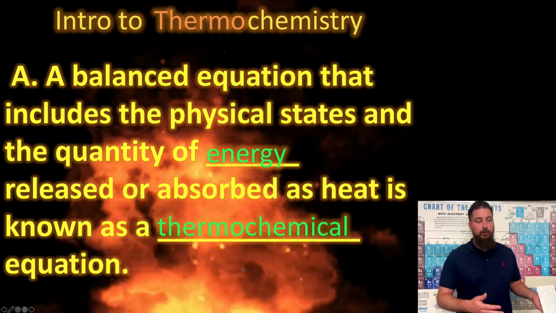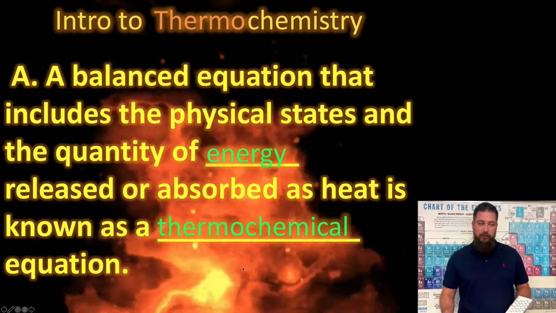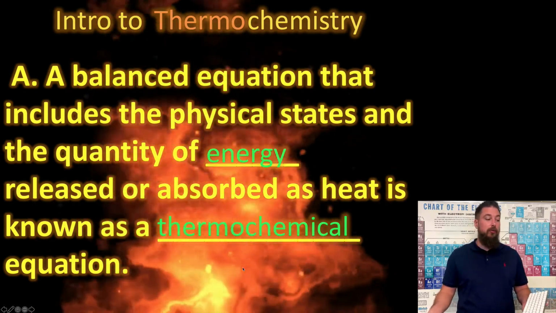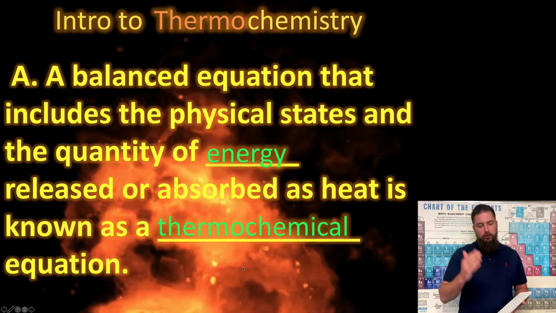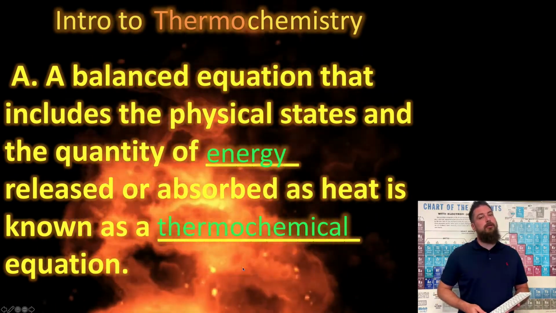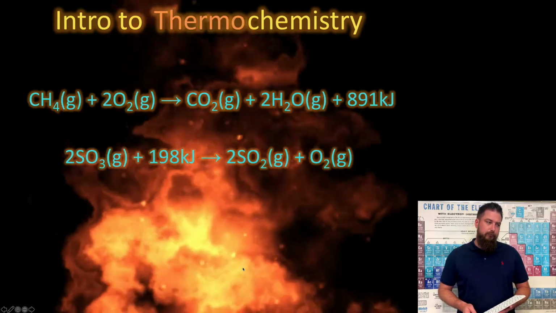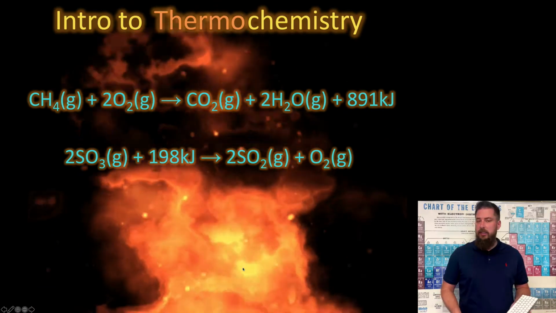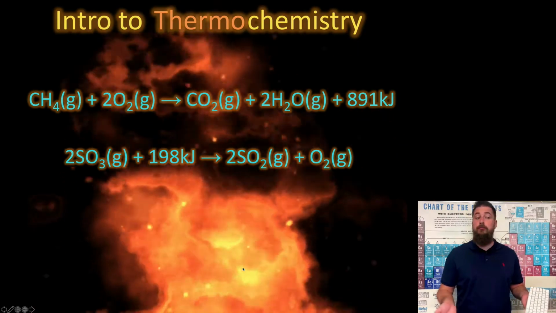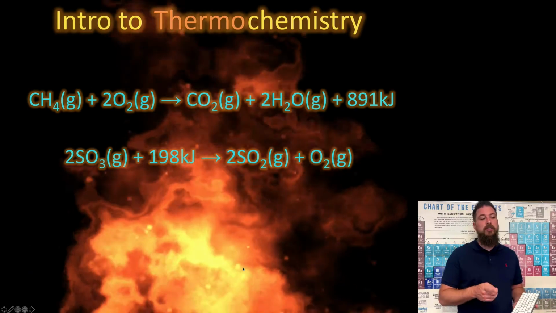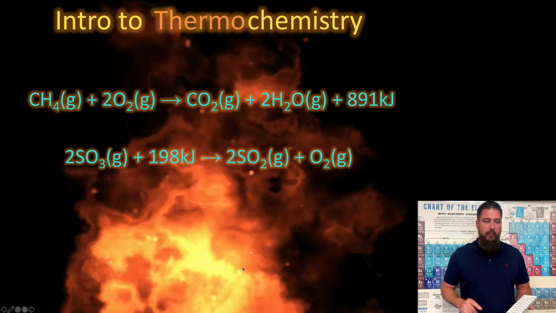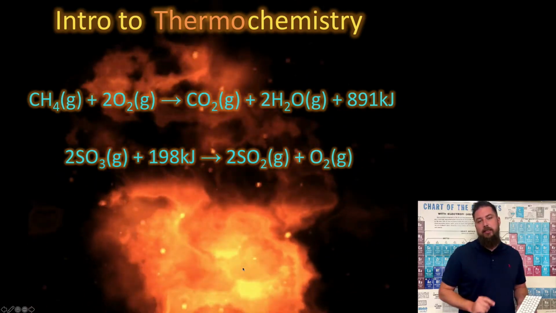A balanced chemical equation that includes the physical state and the quantity of energy released or absorbed is called the thermochemical equation. Essentially, the thermochemical equation is a chemical equation, but it just includes the energy. Now, here's a couple examples of thermochemical equations. Notice how it looks just like a regular balanced chemical equation, except the first one adds energy in the products, and the second one has energy as a reactant.